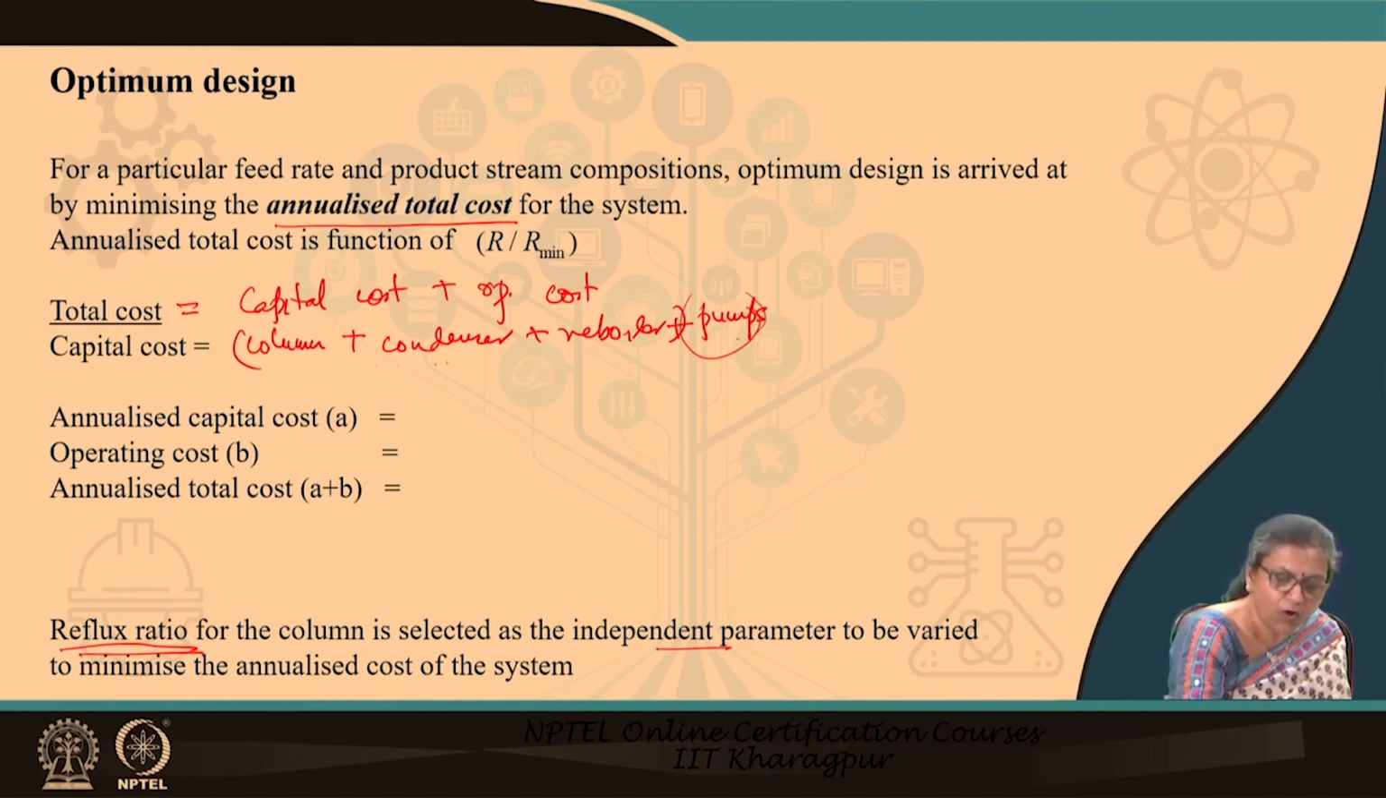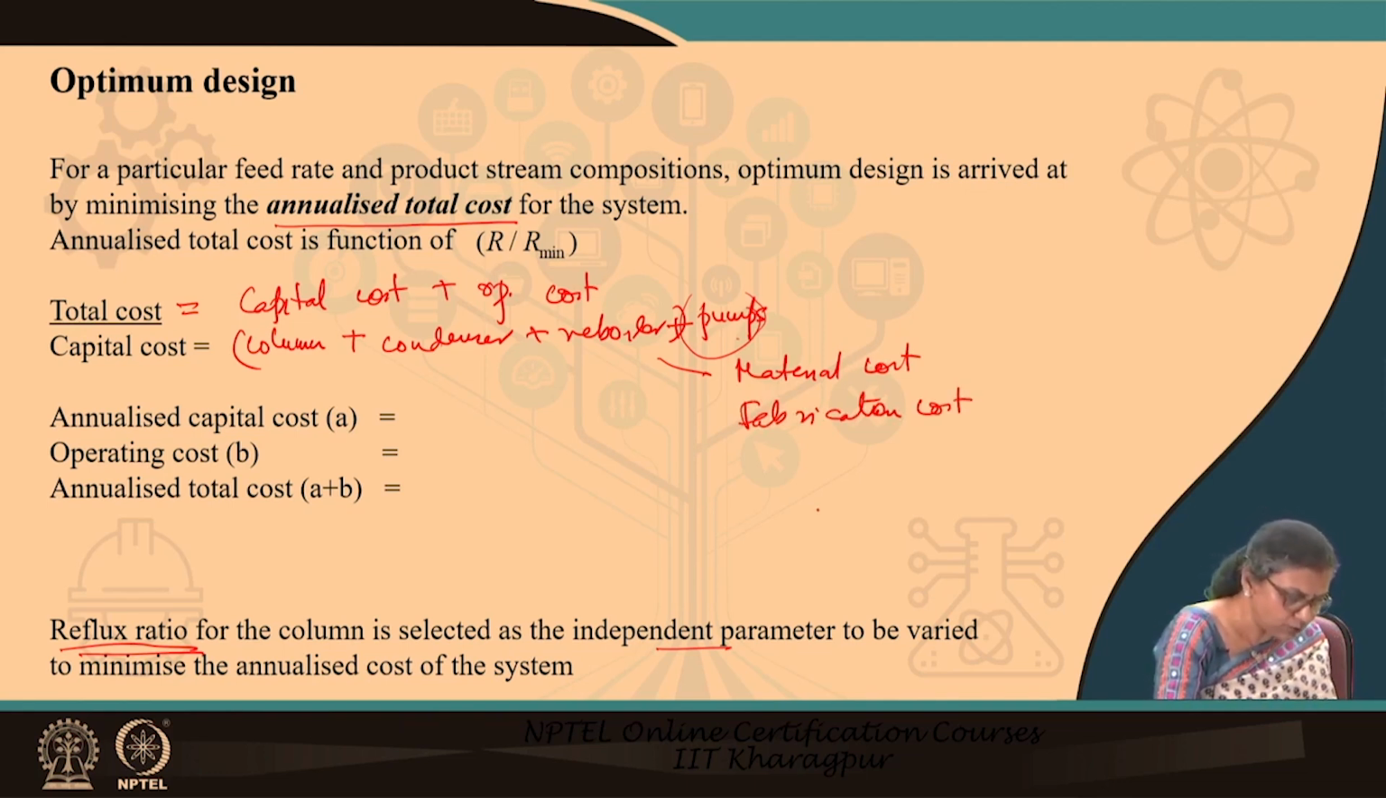Now, for all these things, there are two things. One is a material cost, the other is a fabrication cost. Normally, we can find out the material cost. How would you find out the material cost? You know what material you will be using. Maybe for this particular column we would go for alloy steel, and we know what the column height is going to be. The column height can be obtained from the number of trays as well as the tray spacing, which I will be discussing shortly after this.